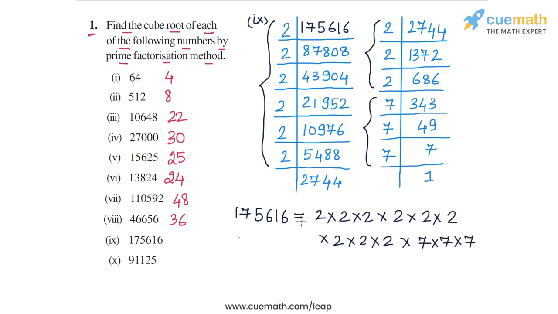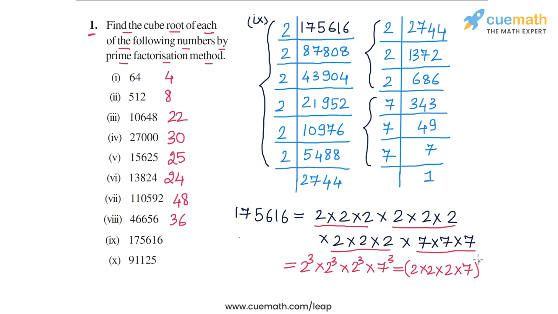So now if we group the prime factors into triplets, we get one triplet of 2, another triplet of 2, a third triplet of 2, and then we have one triplet of 7. So we can write this number as 2 cube into 2 cube into 2 cube into 7 cube. And therefore we can write this as 2 into 2 into 2 into 7 whole cube. This is how we can write this number.